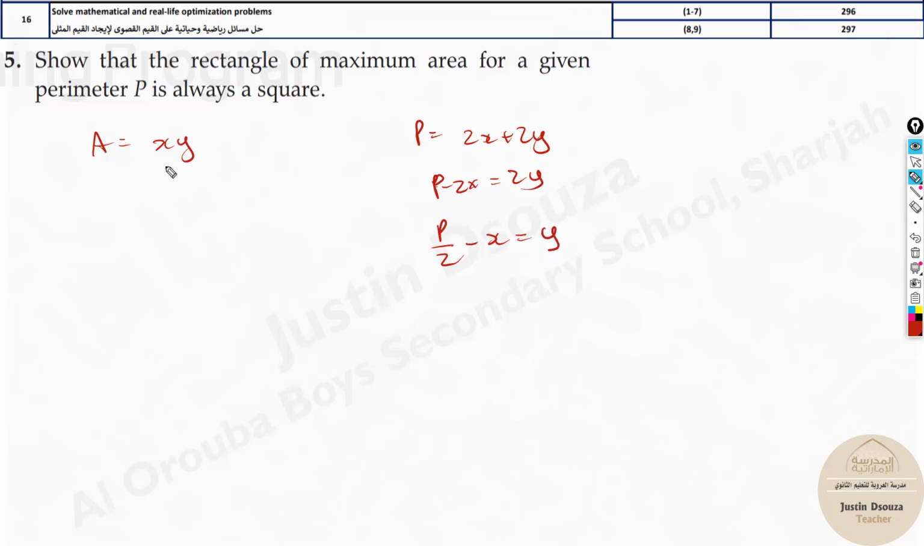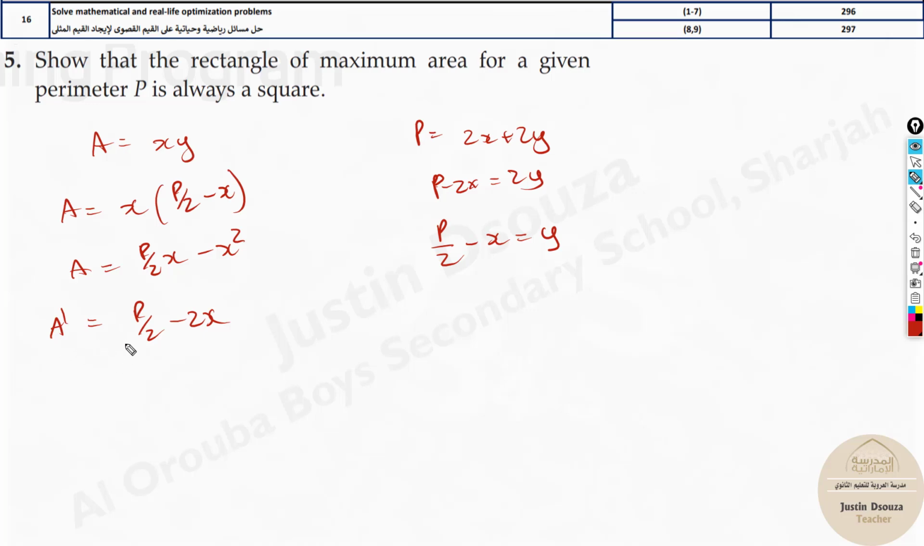Now substitute this y over here. A equals x into P by 2 minus x. Now multiply this x inside. It will be P by 2 x minus x squared. Now differentiate the area. We need to find this maximum area. So it will be P by 2 minus 2x. So I hope this much is clear. It's very basic till over here.